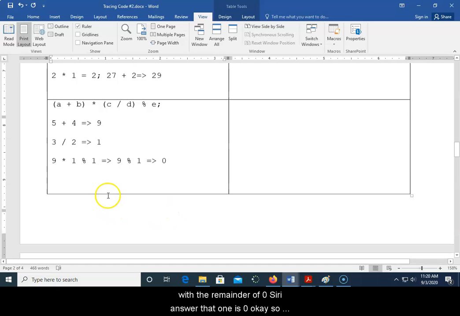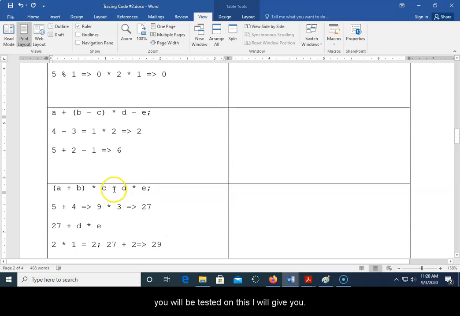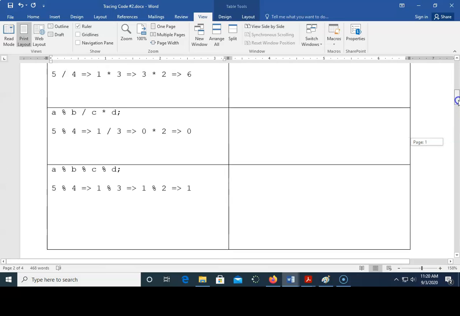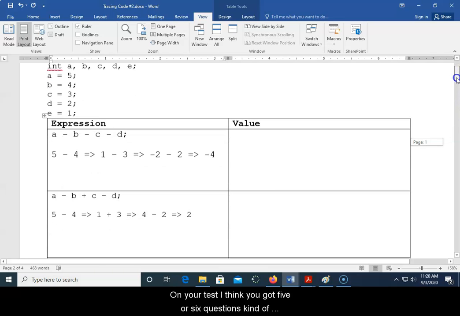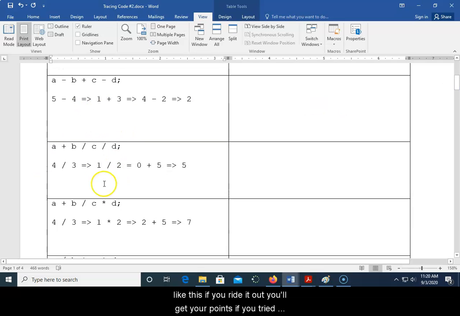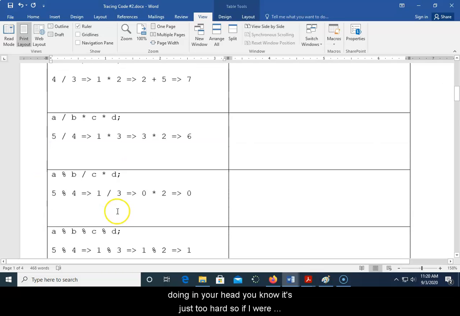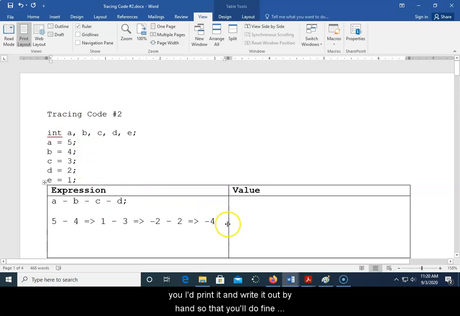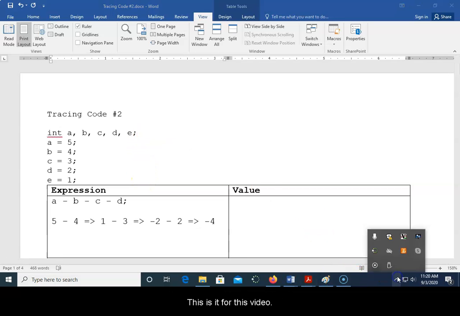Okay. So you will be tested on this. I will give you, on your test, I think you got 5 or 6 questions kind of like this. If you write it out, you'll get your points. If you try doing it in your head, it's just too hard. So if I were you, I'd print it and write it out by hand so that you'll do fine on the test when we're tested for this. So this is it for this video.